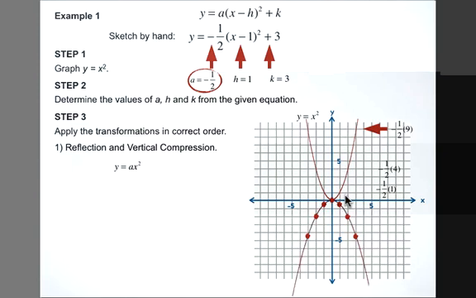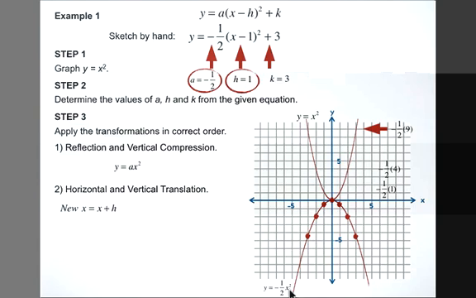So here's our new parabola with the reflection. This parabola is y equals negative 1/2 x squared. But we're not done yet. Next we have to perform the horizontal and vertical translation. So our new x values will be x equals x plus h. So our h is 1.